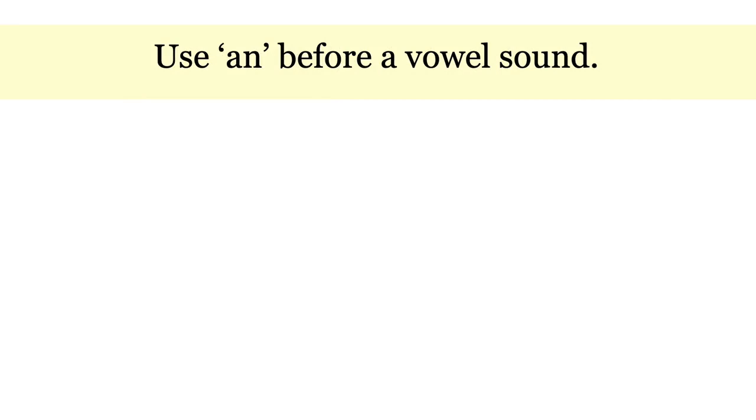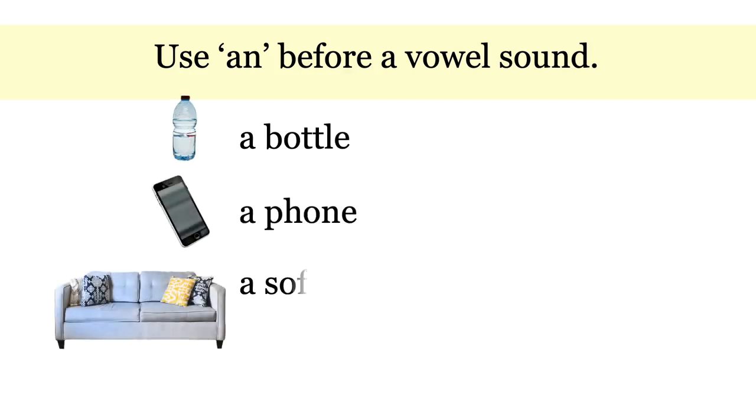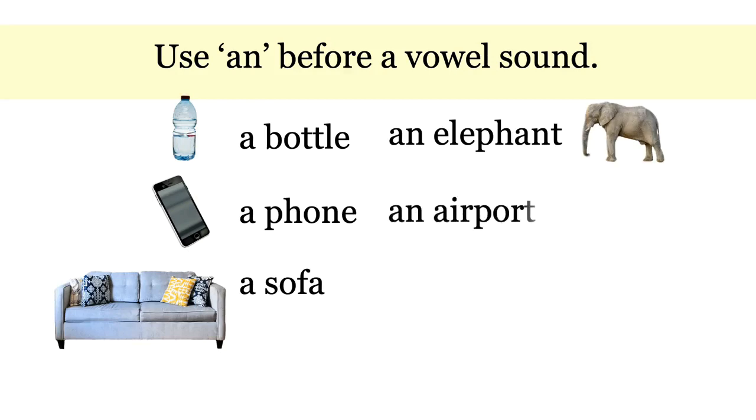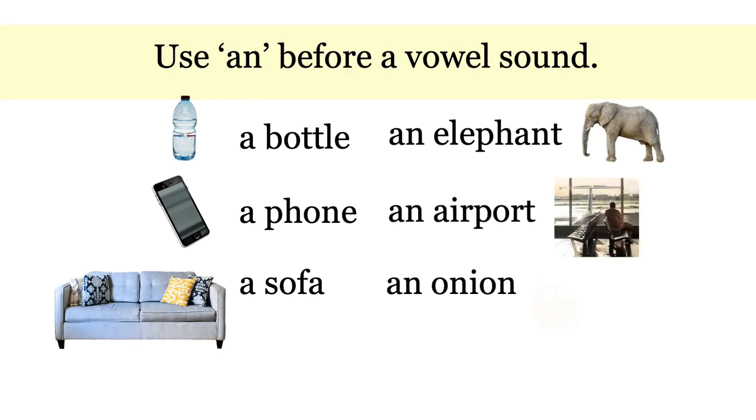Let's look at a and an. Use an before a vowel sound. A and an are the same thing, but we use an when the noun starts with a vowel sound. Remember, the vowels are A, E, I, O, U. Here are some examples. A bottle, a phone, a sofa, an elephant, an airport, an onion.